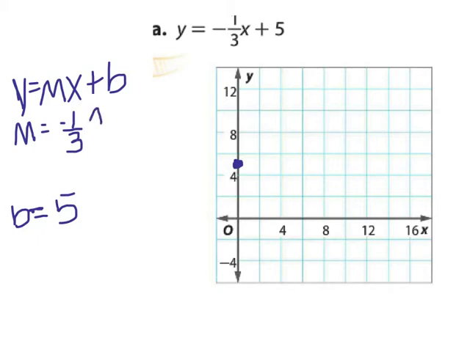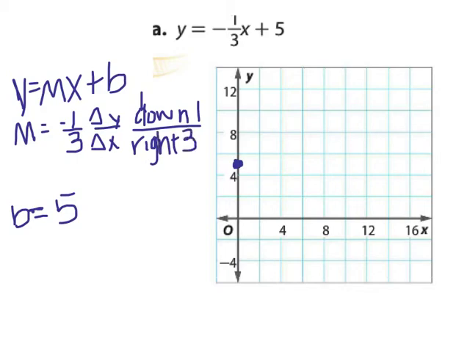Remember, this is change in y over change in x. That's a negative 1, so that means I'm going to go down 1, and then that's a positive 3, so I'm going to go right 3. So we're dealing with our x.